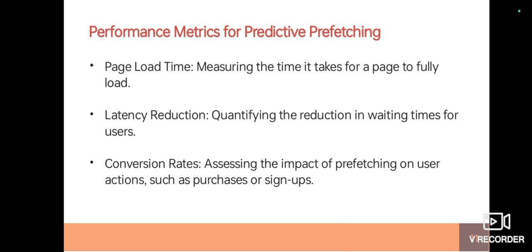Performance metrics for predictive prefetching. Page load time, measuring the time it takes for a page to fully load. Latency reduction, quantifying the reduction in waiting times for users. And conversion rates, assessing the impact of prefetching on user actions such as purchases or sign-ups. These are the three metrics we need to take: page load, latency reduction, conversion rates.